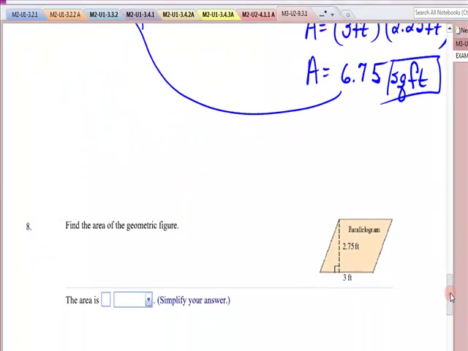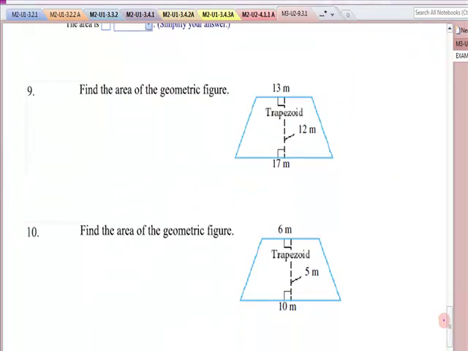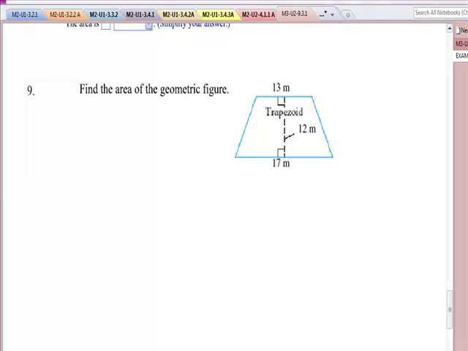All right, number 8 is just like that. So now let's go, I'm going to skip it. Let's go to number 9, which is a trapezoid. We've not done a trapezoid before. The formula, there are a couple of versions. I like little base plus big base times the height, and then divide that by 2.